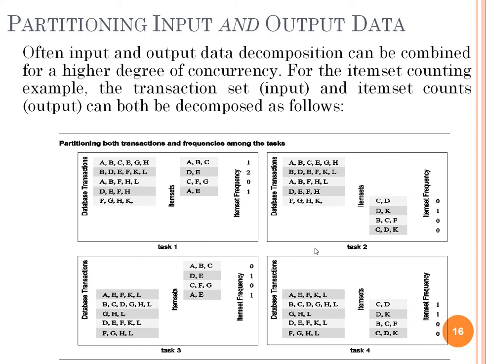In this way, 4 tasks will get generated: task 1, task 2, 3 and 4. So in this way, we can have input and output data partitioning.